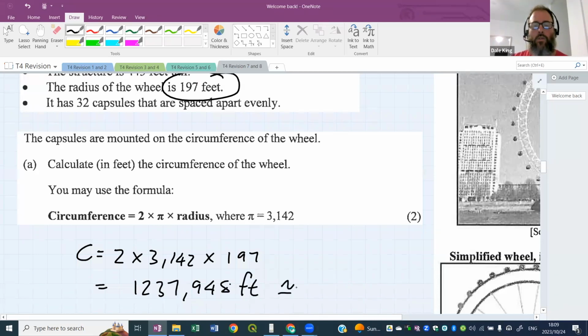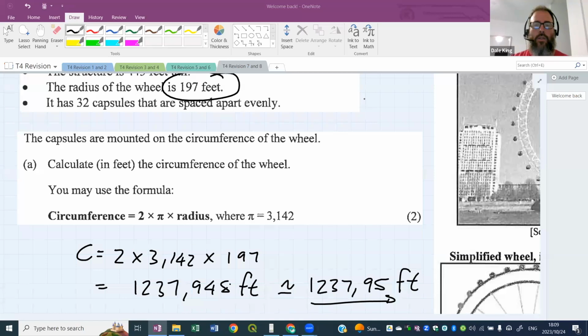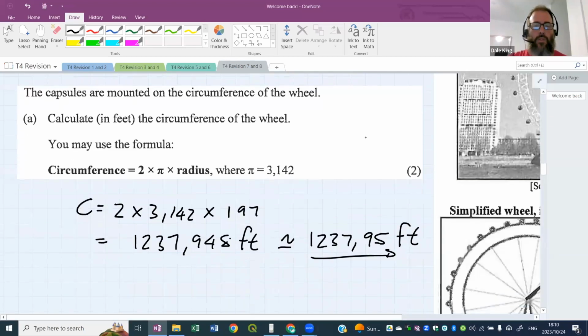And we're going to round this off to 2 decimal places. So 1237.95 feet. All right, always rounding off to 2 decimal places. Well done, good job. Just don't forget to round off to 2 decimal places. But you guys are on the money for that one. Okay, nice and easy one to start off with. Easy marks there, money in the bag. Let's move on to the next question and see what else they have for us.